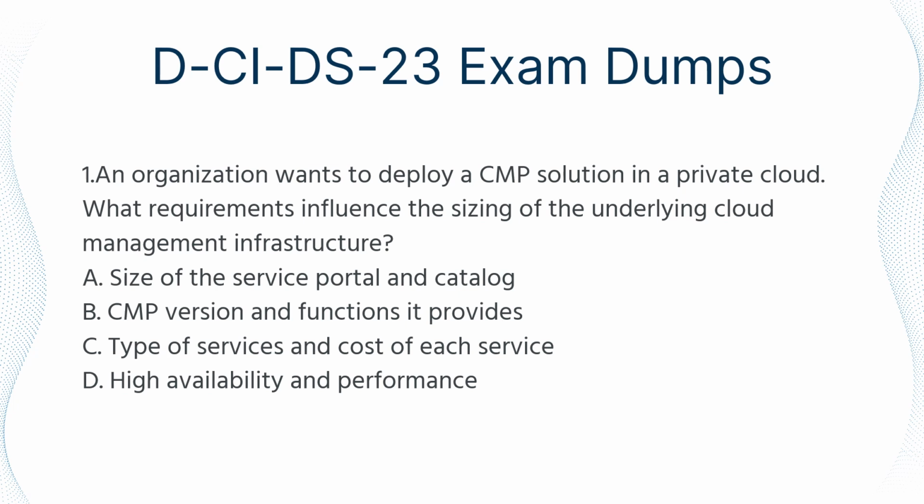Options A, C, and D are important considerations in the overall cloud infrastructure design but are not specifically related to the sizing of the underlying cloud management infrastructure. The size of the service portal and catalog, option A, may impact user experience but doesn't directly influence the sizing of the cloud management infrastructure. Similarly, the type of services and their costs, option C, and requirements for high availability and performance, option D, are significant but are not directly related to the sizing of the cloud management infrastructure.